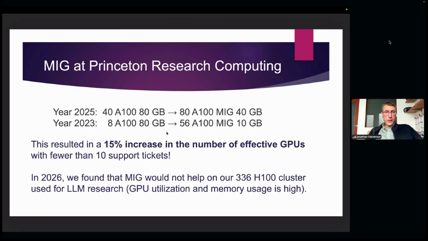And this is huge. This is maybe one of the most important results in this talk: effectively we got a 15% increase in the number of GPUs with fewer than 10 support tickets, and we increased job throughput and we decreased queue times. So there was nothing but wins here, and it came about by analyzing the data.